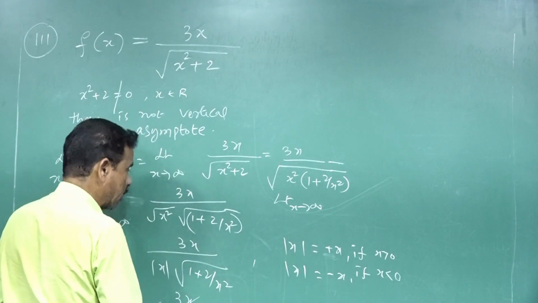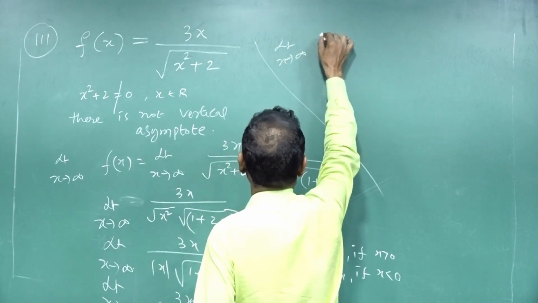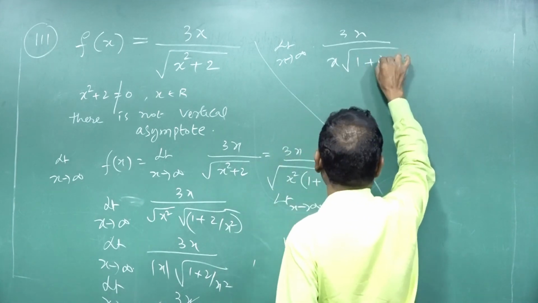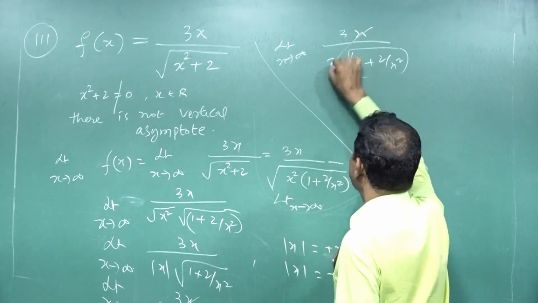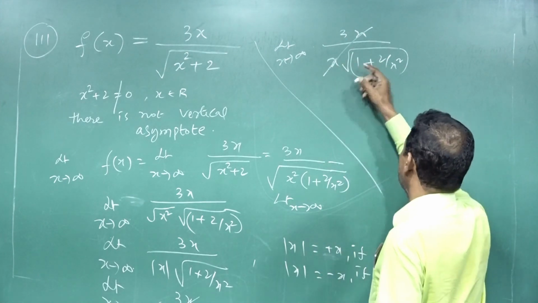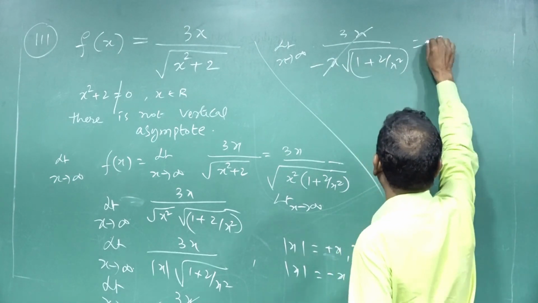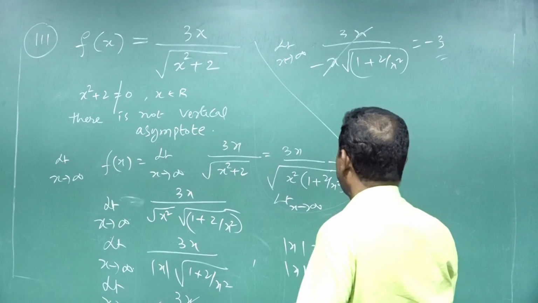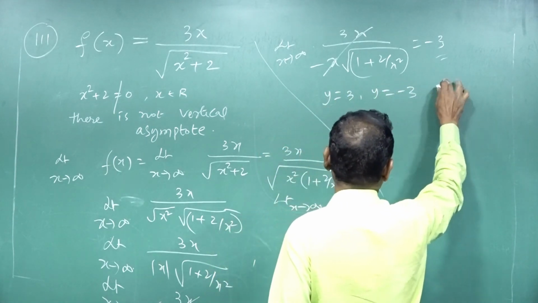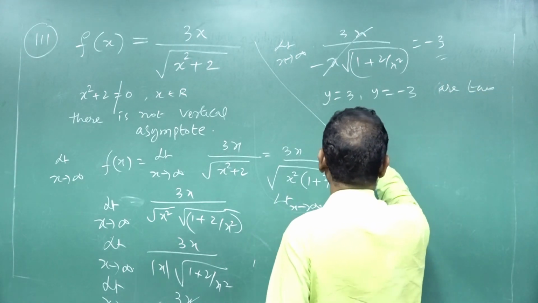After that, consider minus x: limit x tends to infinity of 3x by minus x root of 1 plus 2 by x square. The x cancels, 2 by x square is 0, and with minus x we get minus 3. So y is equal to 3 and y is equal to minus 3 are two horizontal asymptotes.